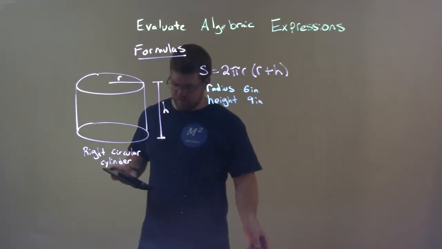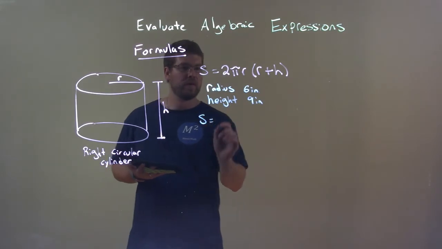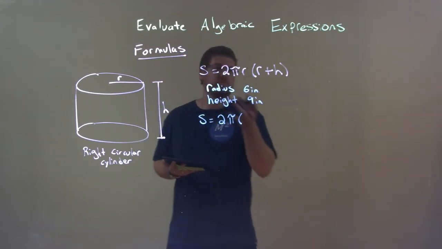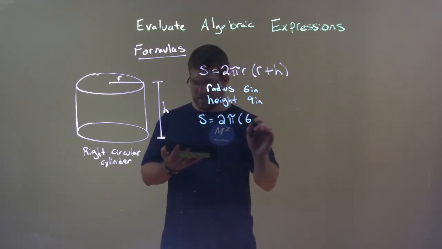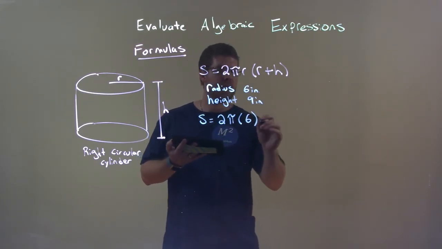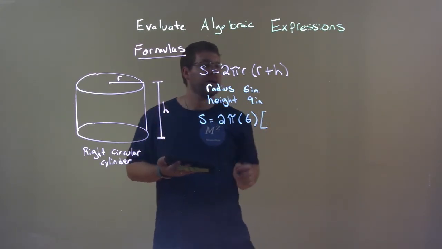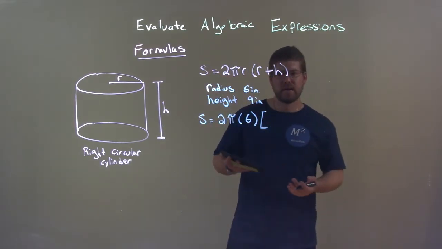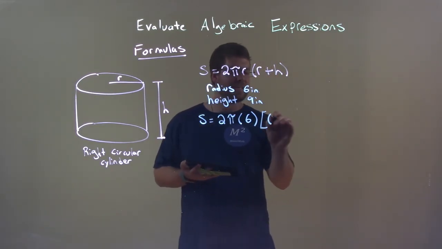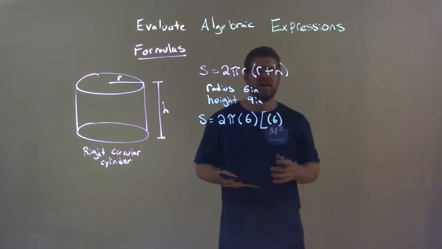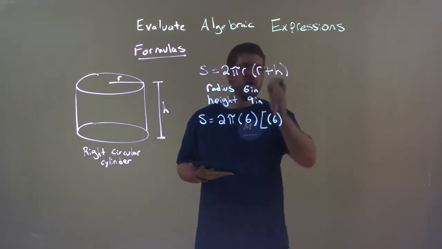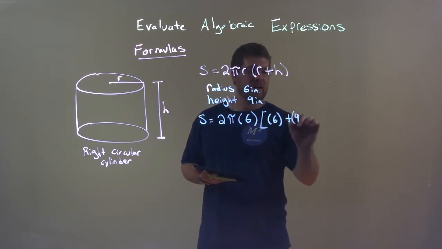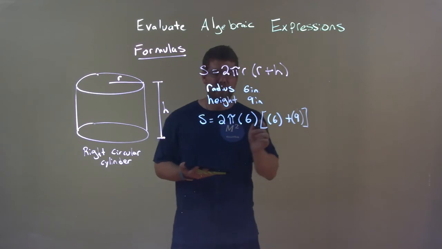So let's use blue. The surface area, again, is 2 pi. And then for R, we're going to plug in the radius, which is 6. Okay, 6 inches, but we just leave it as a 6 here. Then, again, we have R again in the formula. Now notice I put a bracket here. You could have done a parenthesis, but a bracket kind of helps because now I'm going to put a parenthesis for the 6. And it helps make things clear, not so muddled. And H is the height, and they told us that it was 9.